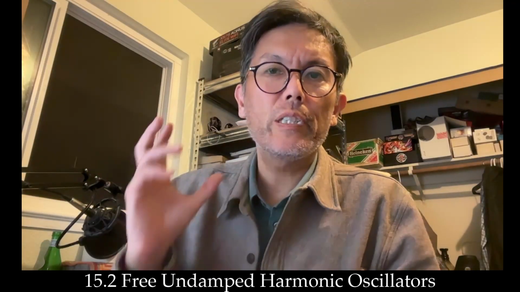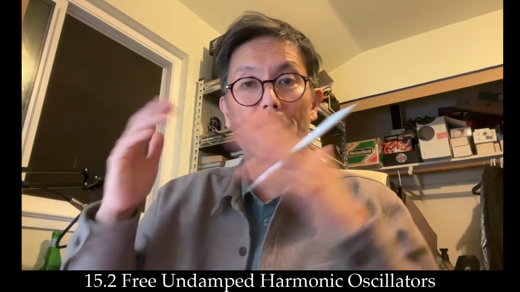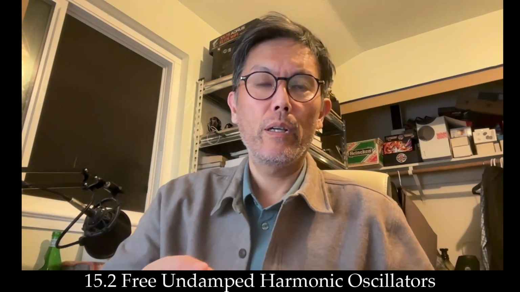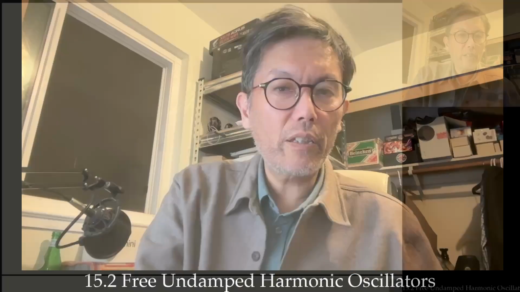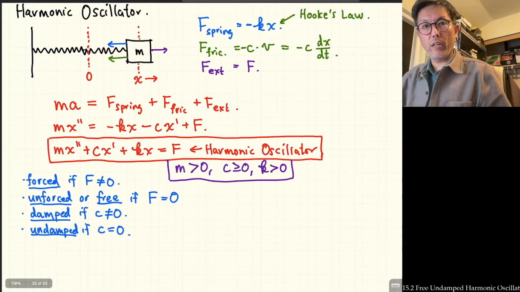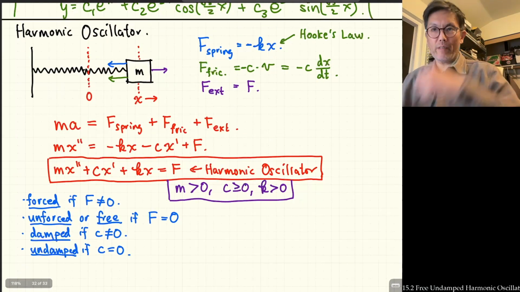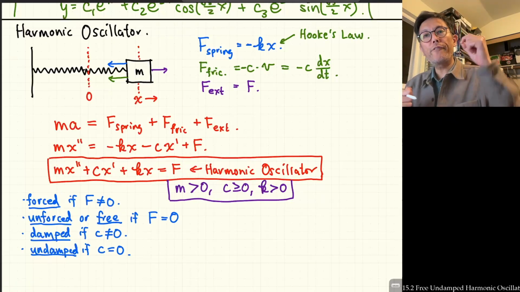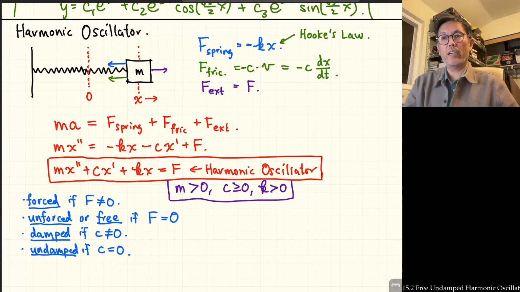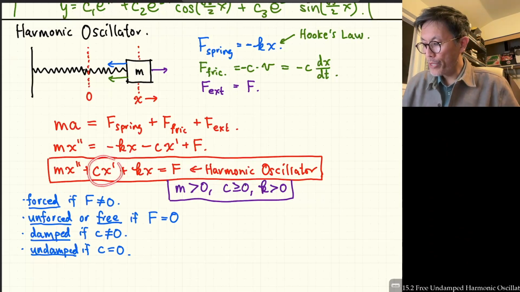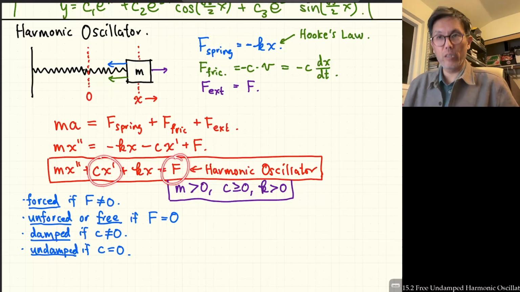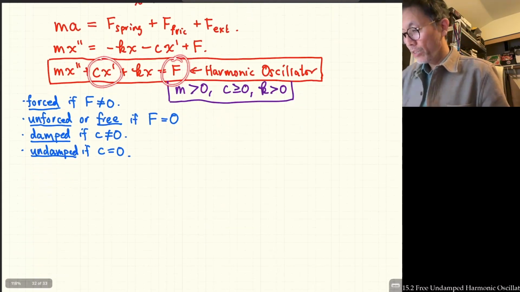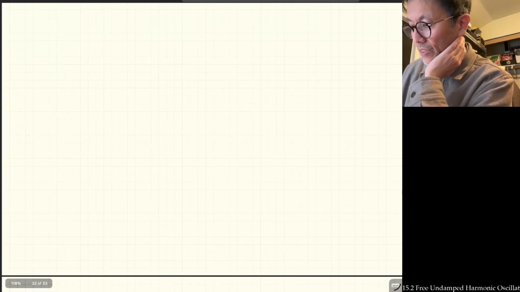In this one, we're going to specialize really quickly to the case where our harmonic oscillator is both free and undamped. Recall that free means that there is no external force acting on our object. That F external is zero. The purple force here is zero. And recall that undamped means that there's no friction force acting on this. So, in other words, both this term and this term are going to be zero in our free and undamped harmonic oscillator. So that makes our equation relatively simple.